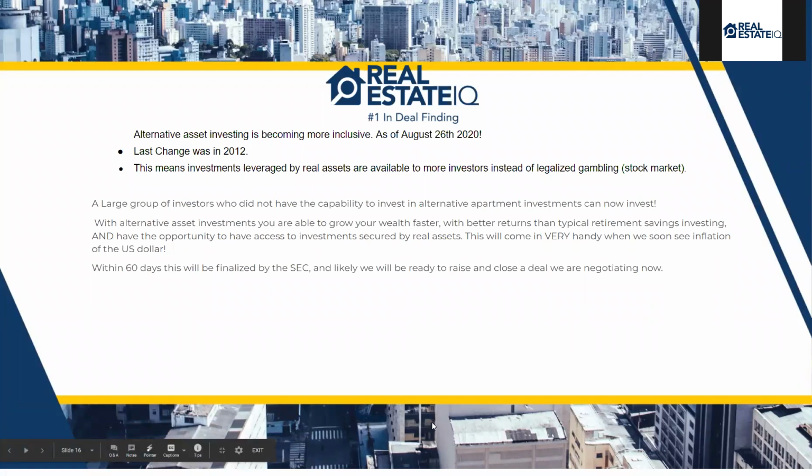So it makes it pretty clear, but just saying that it grows your wealth faster if you're able to invest in alternative assets. There are better returns than typical retirement saving investing. And you also have, like I mentioned, the opportunity to access investments secured by real assets. If we get into a time period where we're having to protect our physical gold bars and trade chickens, a lot of us thought about that for sure, myself during COVID, what am I going to do? I thought, I'm going to be okay because I own the buildings and that's where people have to live.